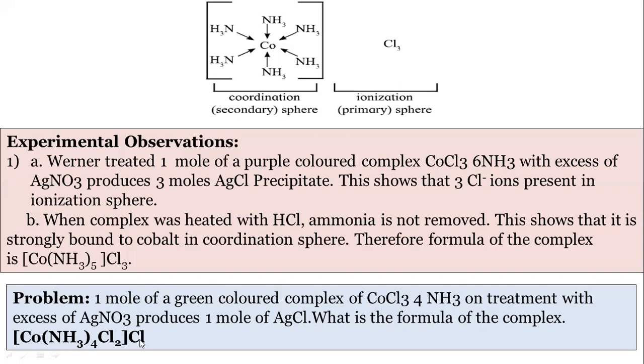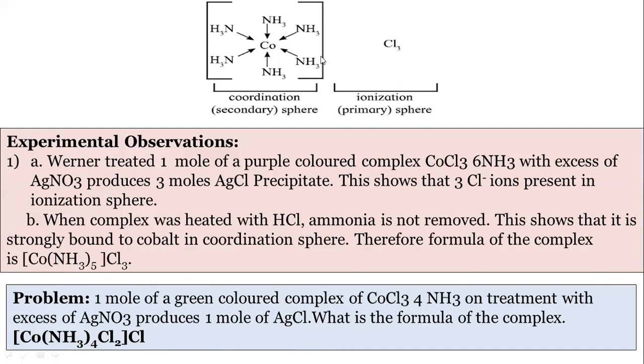So see this, out of these, 3 chlorines are there. So 1 chlorine is outside the square bracket. Why? Because it is precipitated, because this is in the ionizable sphere. And the 2 chlorines are inside the square bracket. These are non-ionizable, and all these 4 ammonias are inside the square bracket. So this is an experimental observation found by Werner.